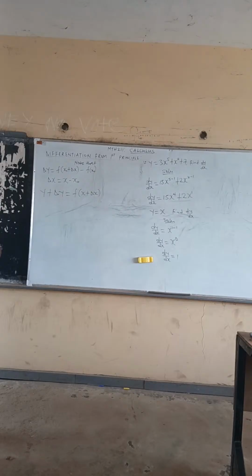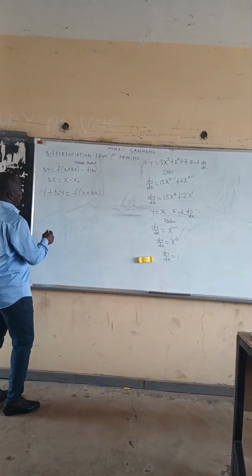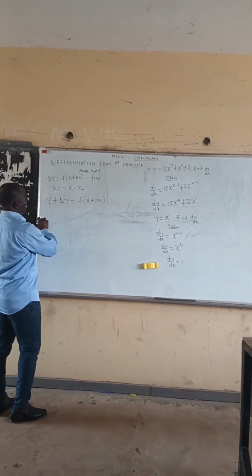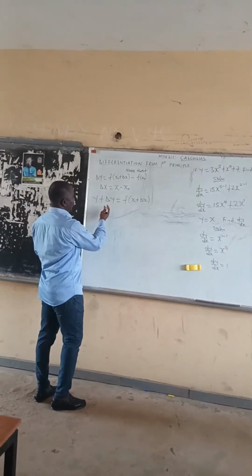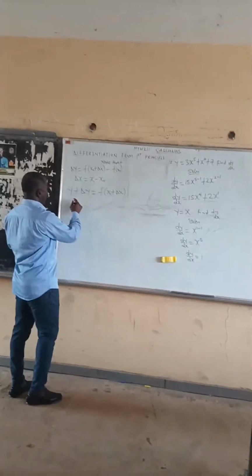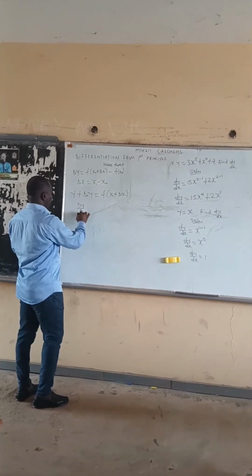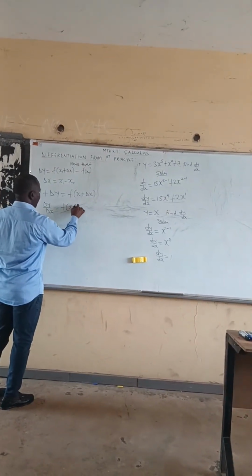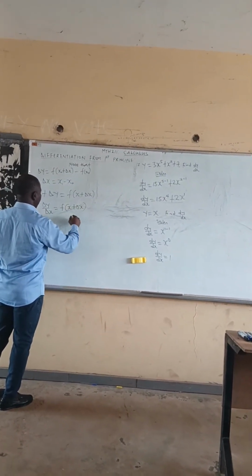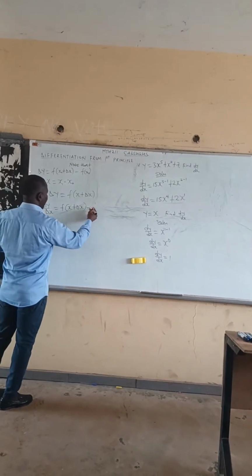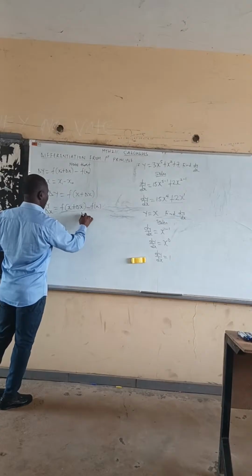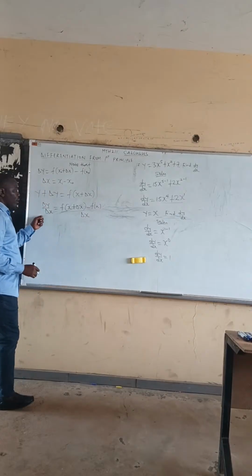Then, as it is, if we divide through by dx, it means our dy all over dx is equal to f of x plus dx minus f of x, all over dx, right? Take note.